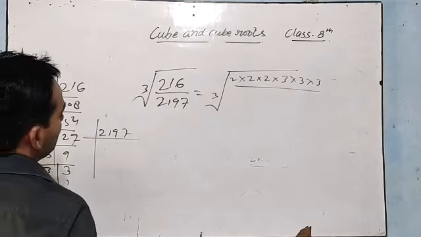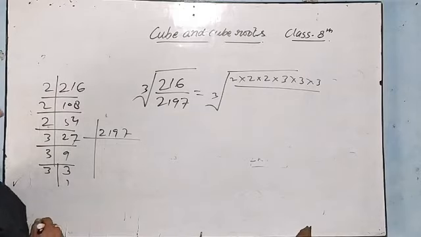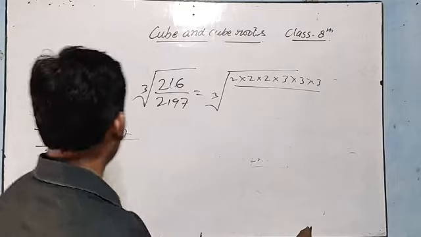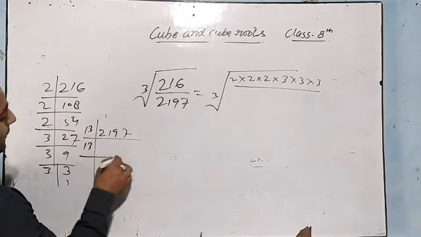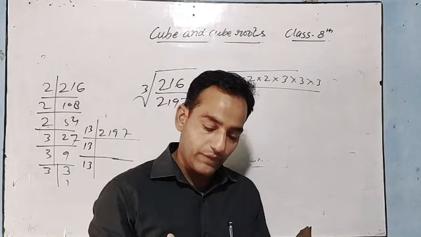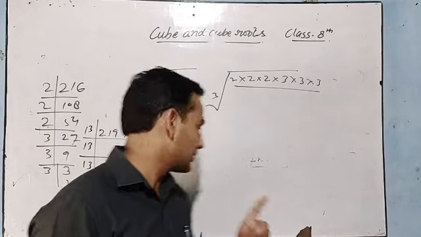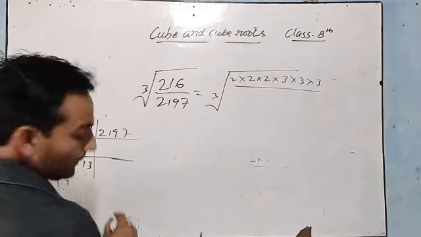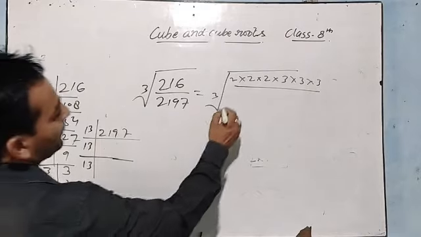Let us check by which number it should be divided. 13 2s are 26, 13 3s are 39. So we can see only prime numbers we will take: 2, 3, 5, 7, 11, 13. So 13 will divide this and we will get 13 multiplied by 13 multiplied by 13.